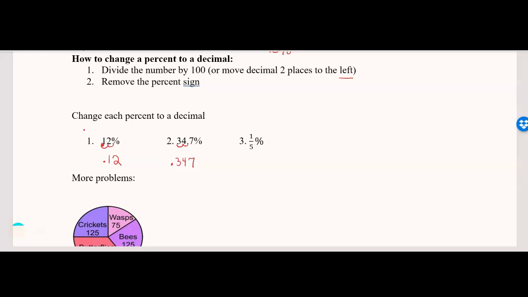Now this one, be careful. This is 1/5%. Well, if you take 1 divided by 5, let's write that as a decimal, that's 0.2, but it's 0.2%. Now you're going to move the decimal 2 places to the left of that, and your decimal will be 0.002. This one you had 2 steps. You had to first convert to the decimal as a percent, then convert that decimal percent right back to a decimal.